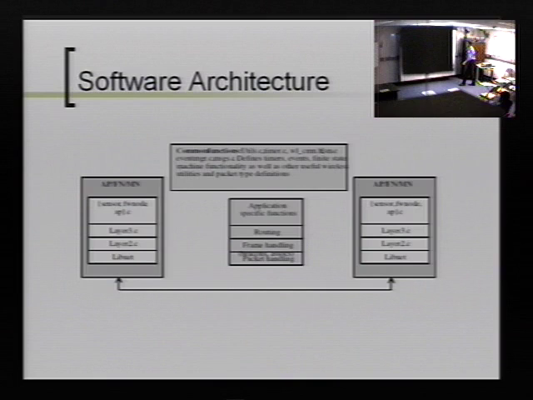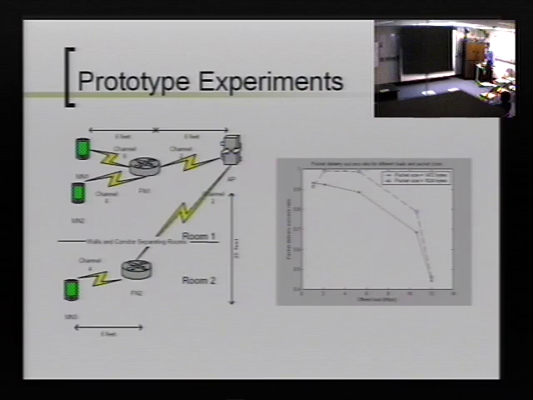This is just an overview of the software architecture that we used. Each of these components corresponds to a layer in the OSI stack. For example, layer 3 is responsible for the routing information being propagated in the network. And similarly, layer 2 is responsible for the actual beacons and other transmissions.